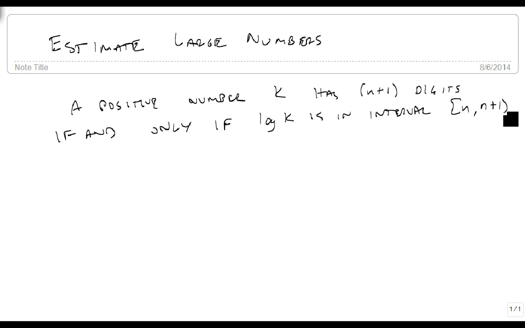So in other words, if I take the common log of some big number k, it'll have as many digits as the integer part of the log of that number. So we're going to look at the number k. Suppose k equals 234 to the 567th power.